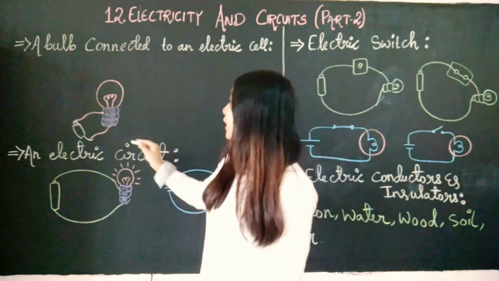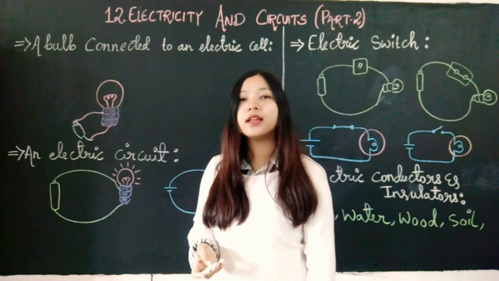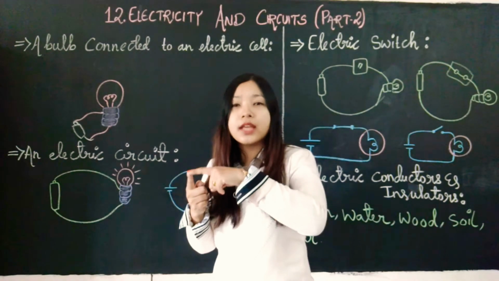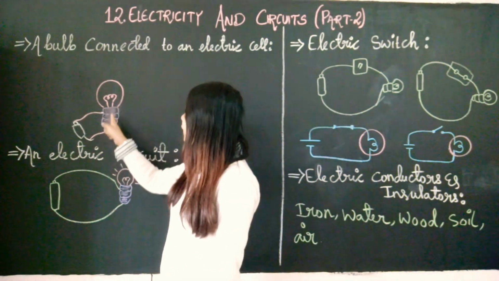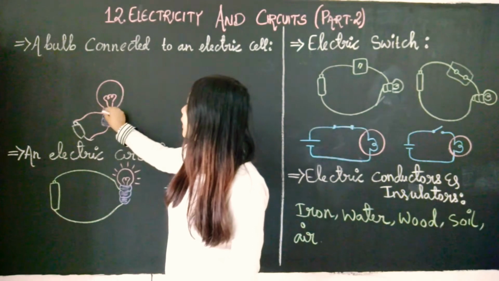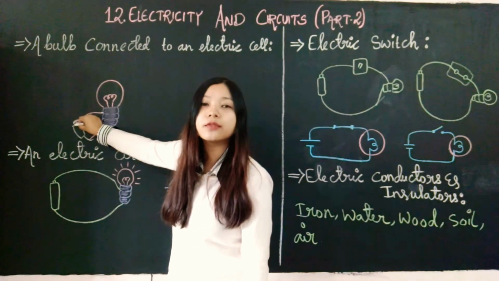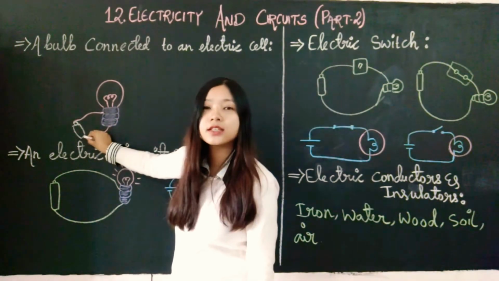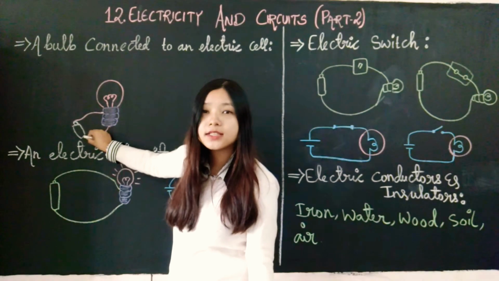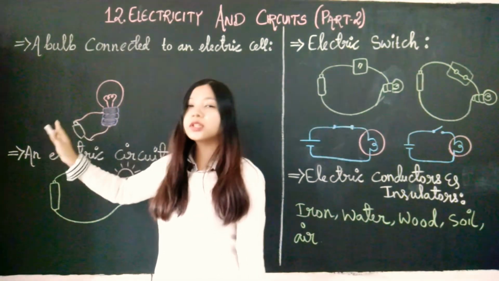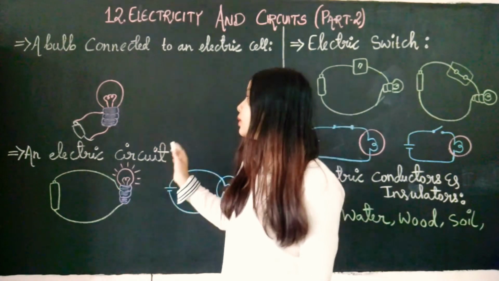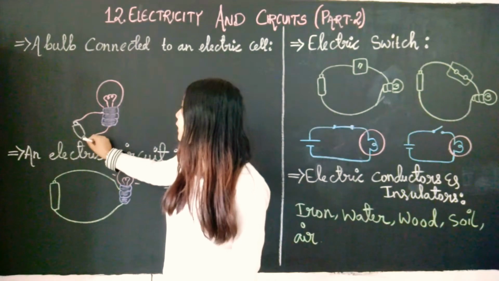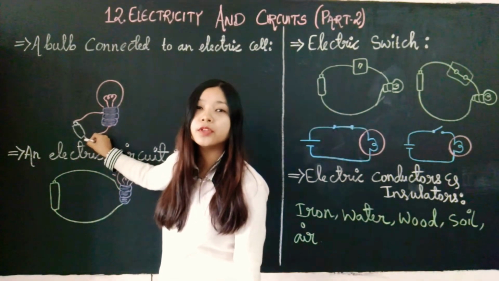Now we have to connect it in such a way that one terminal of the bulb is connected to the positive terminal of the battery or cell, and the other one is connected to the negative terminal of the battery or cell. If we connect both towards the positive, then the bulb will not glow. If we connect both at the negative end, then also the bulb will not glow.